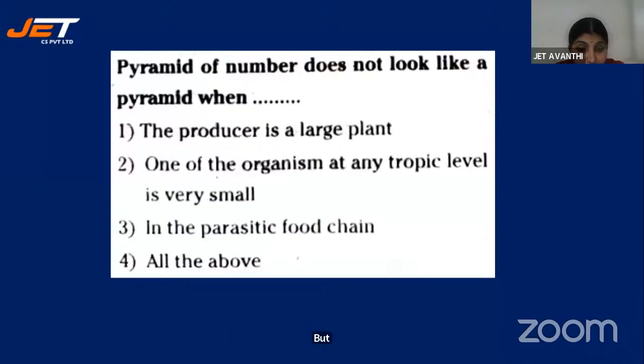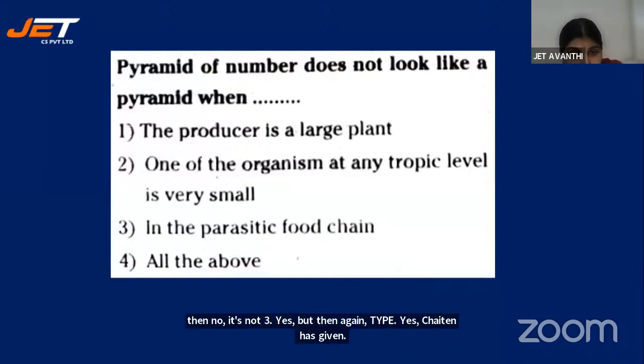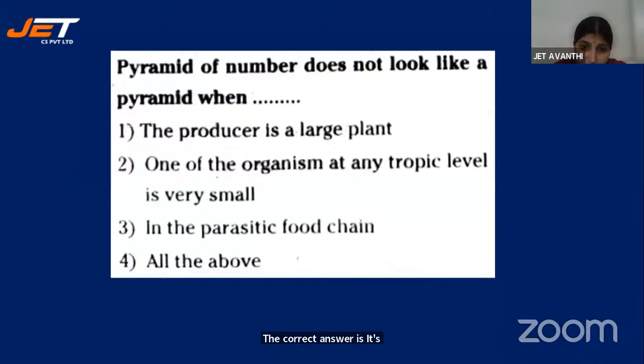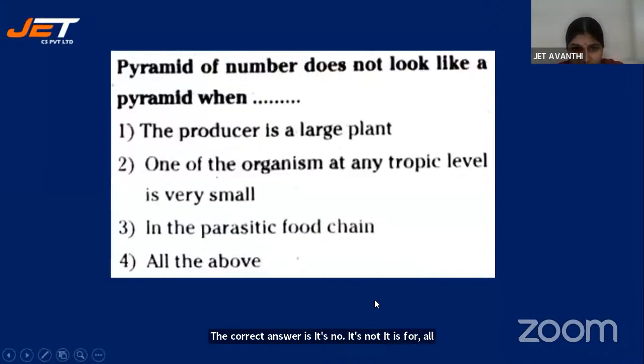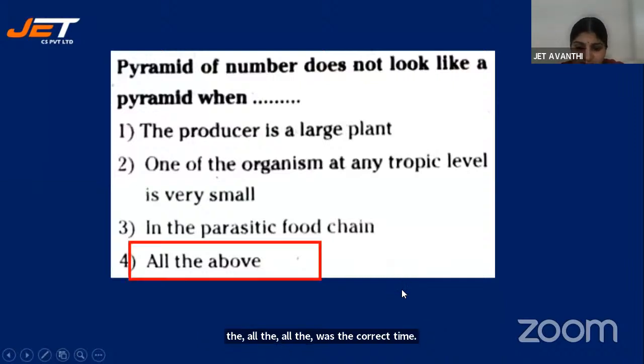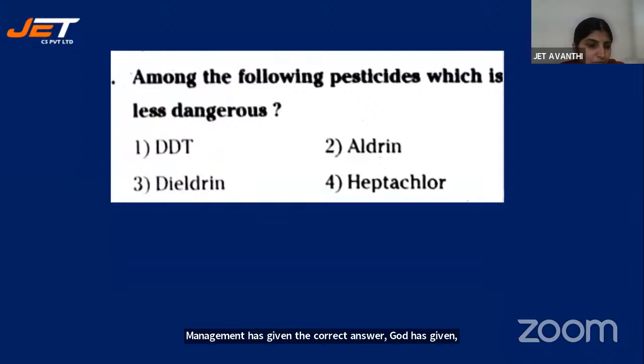Sai Vardhan, no, it's not 3. Vaishnavi, it's not 3. Yes, Chetan has given the correct answer. It's not 2, dear. Pawan, it's not 2. Amulya, it's not 2. It is 4, all the above. All the above is the correct answer. Manasa, Gayatri, Mahesh, Renuka have given the correct answer. Yes, children, it is 4.